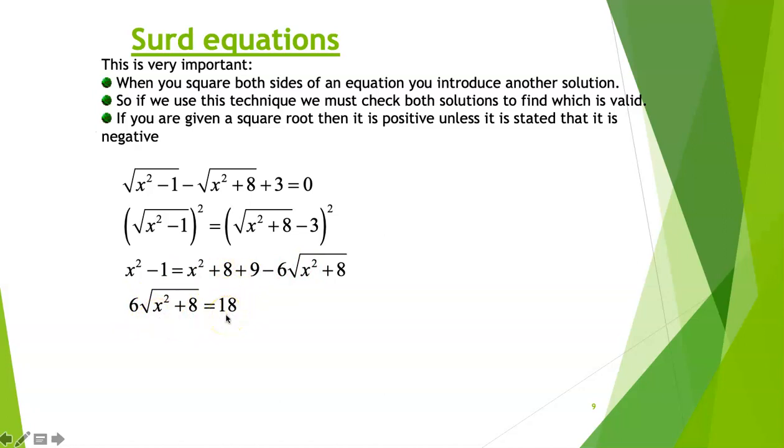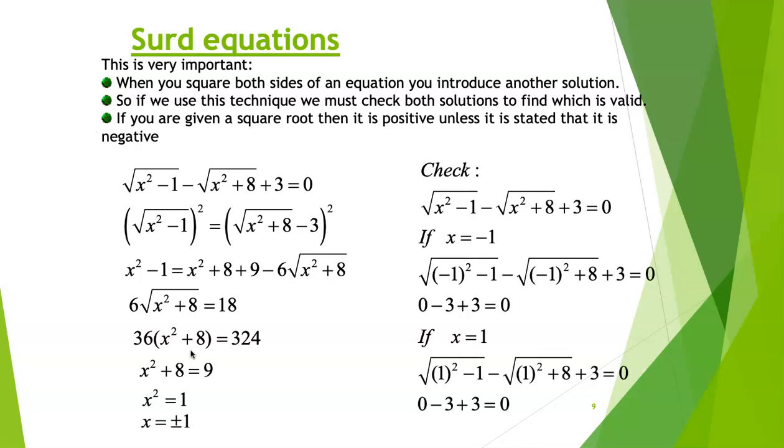Now I will have to square again. You will have to continue squaring until there are no more roots. And then when you square, now I've got no roots. So now I can expand, divide, and solve. So you've got this dividing, and then you've got x squared equals 1, so x is positive or negative 1.